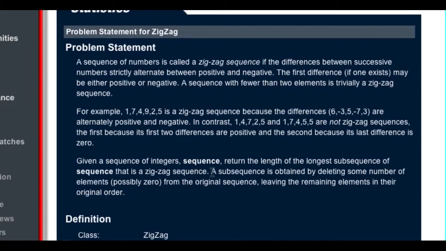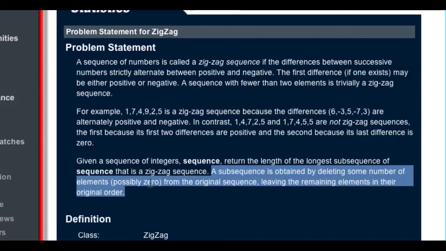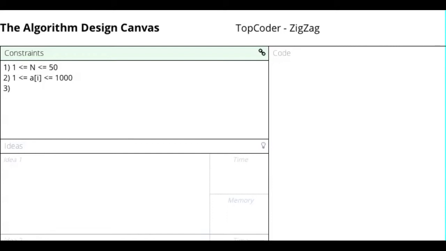And if you read it, you'll see that the subsequence is obtained, and this is the right sentence, by deleting some number of elements, possibly 0, from the original sequence, leaving the remaining elements in their original order. So we can definitely write down that the elements don't have to be consecutive, because we are not required to delete consecutive elements. So we can say elements don't have to be consecutive. Right. Good.